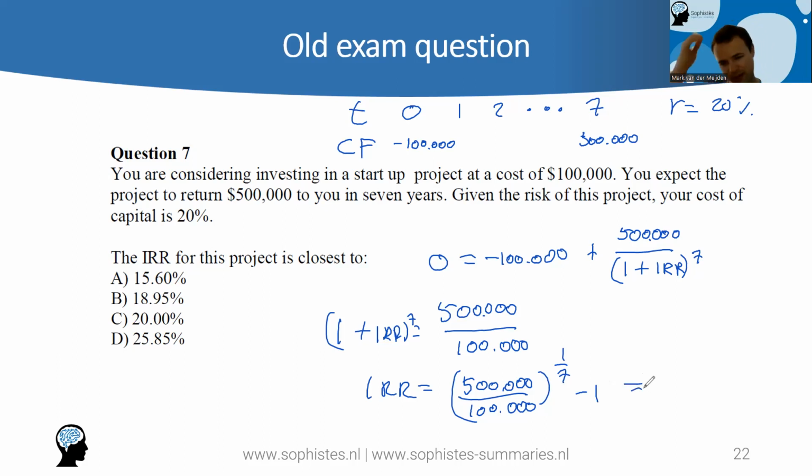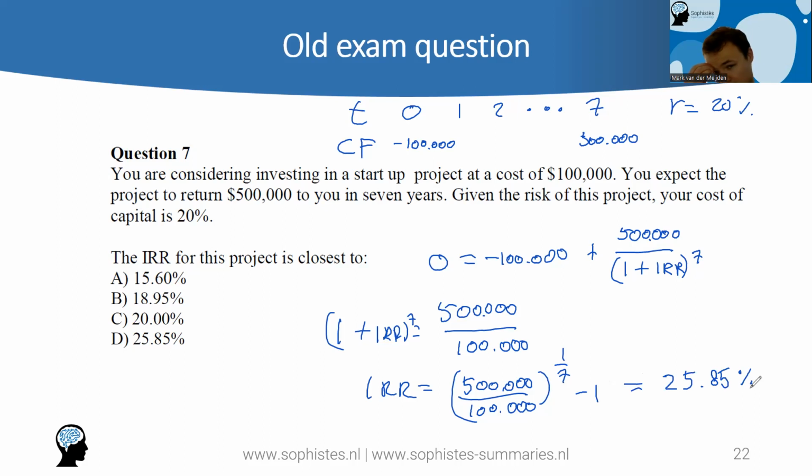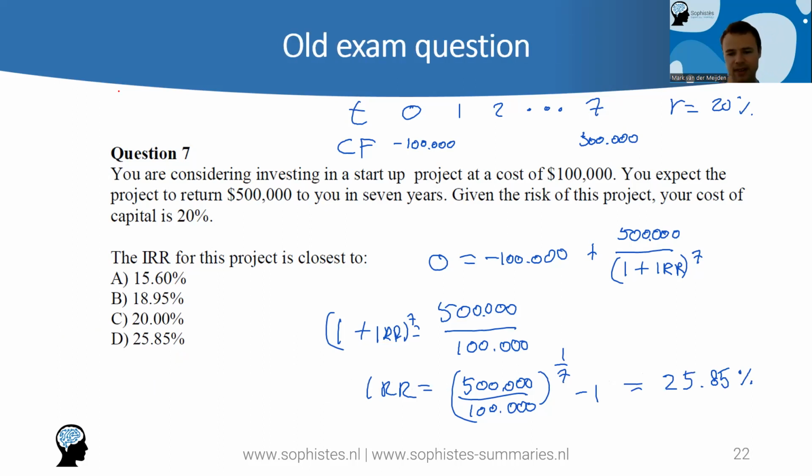Okay. What did you get to say? 25.85. Like this, right? Yep. Okay, let's have a look. It's indeed answer D. Very good. So basically, you made an investment of 100,000, and it's like you would get an interest of 25.85% each year, and then 7 years later you have 500,000, right? That's basically what happens. Was this a good investment given that the interest rate is 20%?